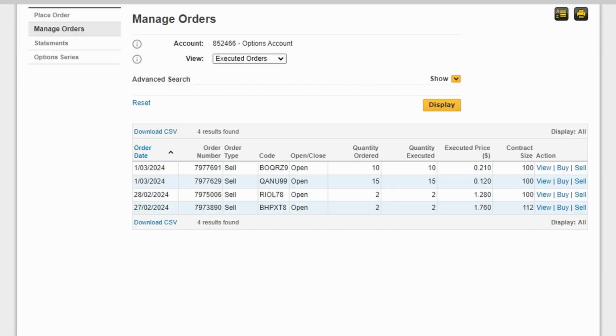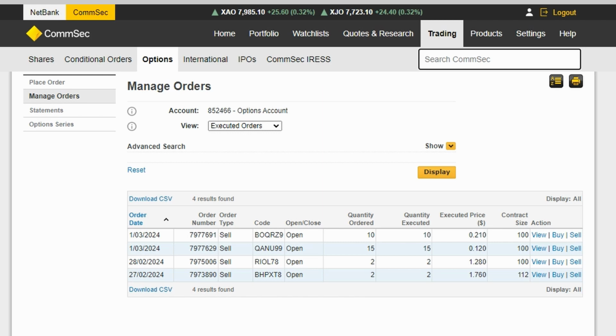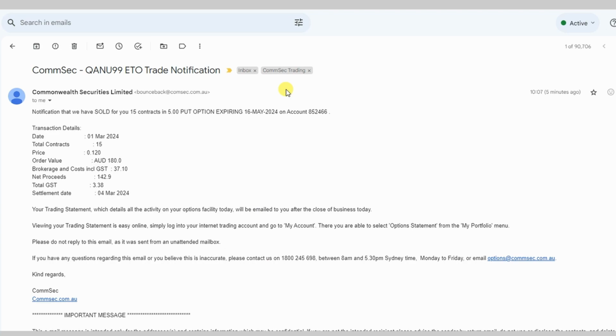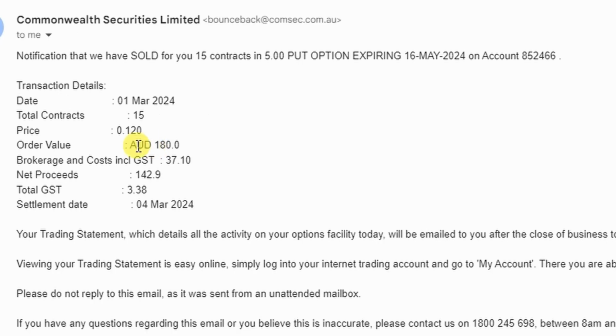Okay, I just went and got myself a coffee, and I've come back and I've hit refresh, and I can see that my Qantas put options have been sold, as have my Bank of Queensland. So both of those have gone through. Let's have a quick look at my email. So here's my Qantas. They've just paid me $180 for 15 contracts, less brokerage. There's another $142 that I get to keep. So that plus the $173 is $315 so far today.